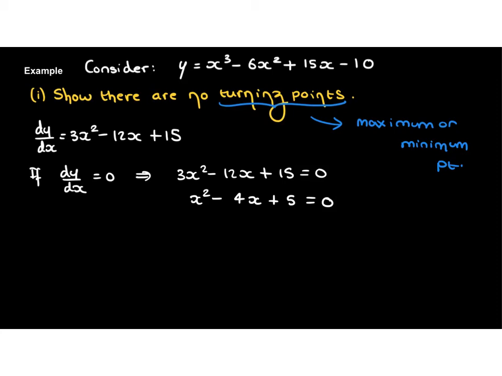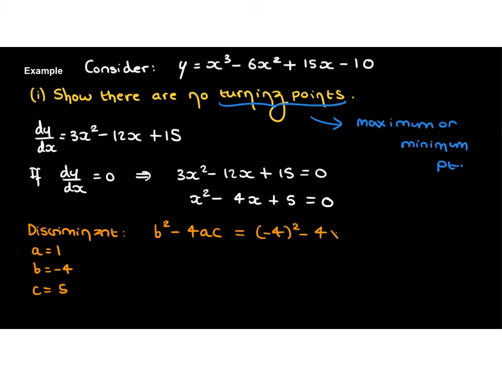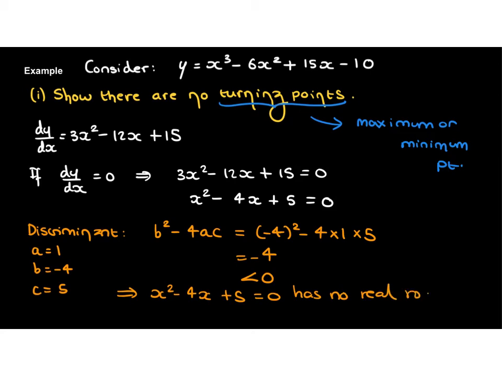And I'm now going to explore the discriminant of this quadratic equation. a equals 1, b equals negative 4, and c equals 5. So remember the discriminant, b squared minus 4ac, would then be equal to negative 4 squared minus 4 times 1 times 5, which gives me negative 4, which is clearly less than 0. So the fact that the discriminant is negative tells me that x squared minus 4x plus 5 equals 0 has no real roots. So what does this tell me?